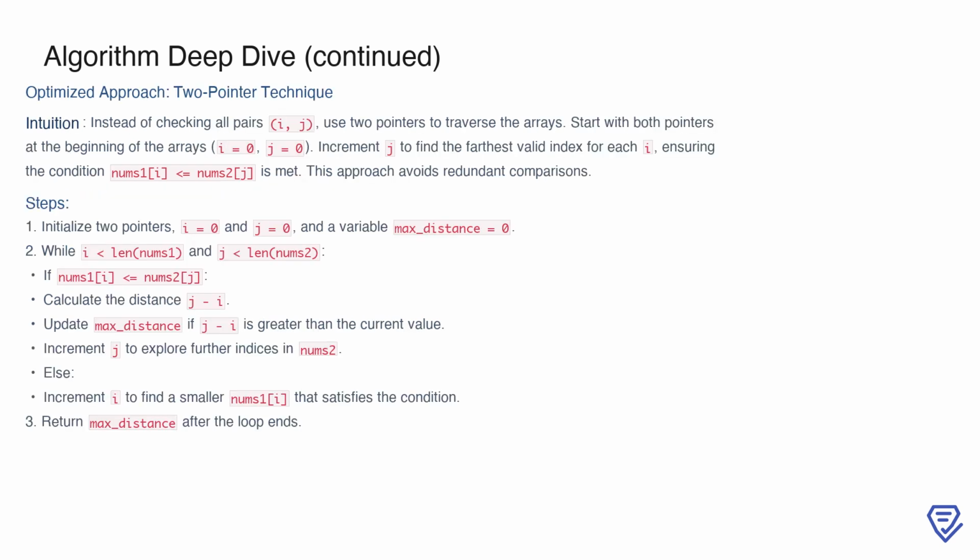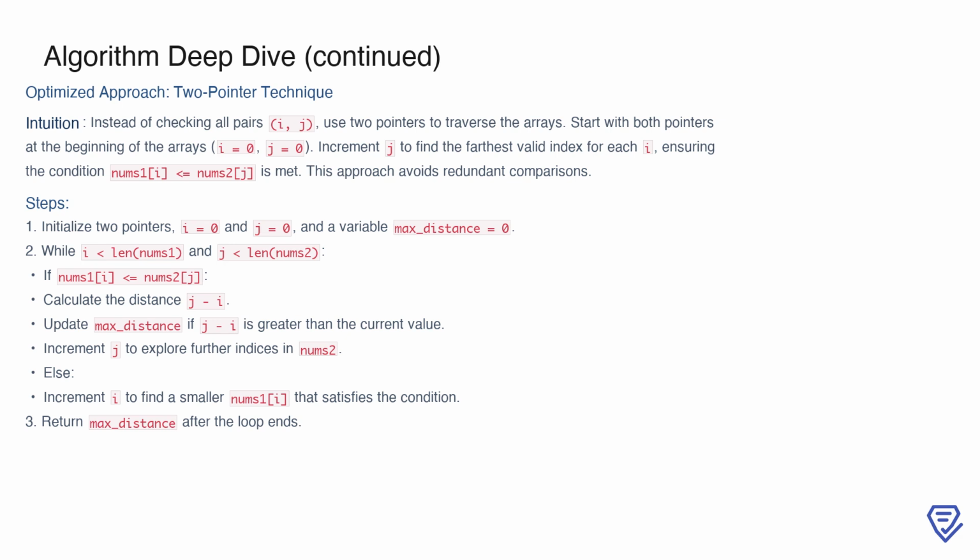A more efficient solution is to use the two-pointer technique, which optimizes the process by eliminating redundant comparisons. Here, we take advantage of the fact that both arrays are sorted in non-decreasing order. We use two pointers, i and j, which start at the beginning of nums1 and nums2 respectively. The idea is to increment j to find the farthest valid index for each i while ensuring the condition nums1[i] <= nums2[j] is satisfied. This avoids the need to restart the comparison for each i, significantly reducing the number of checks.